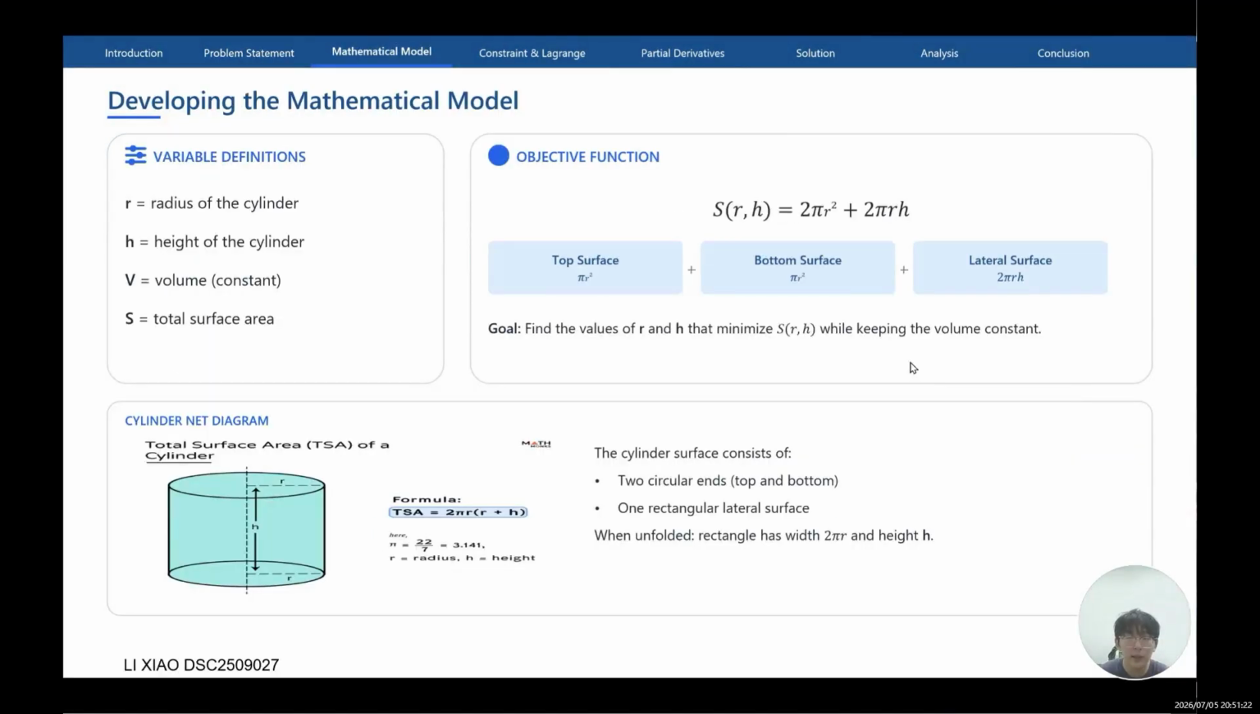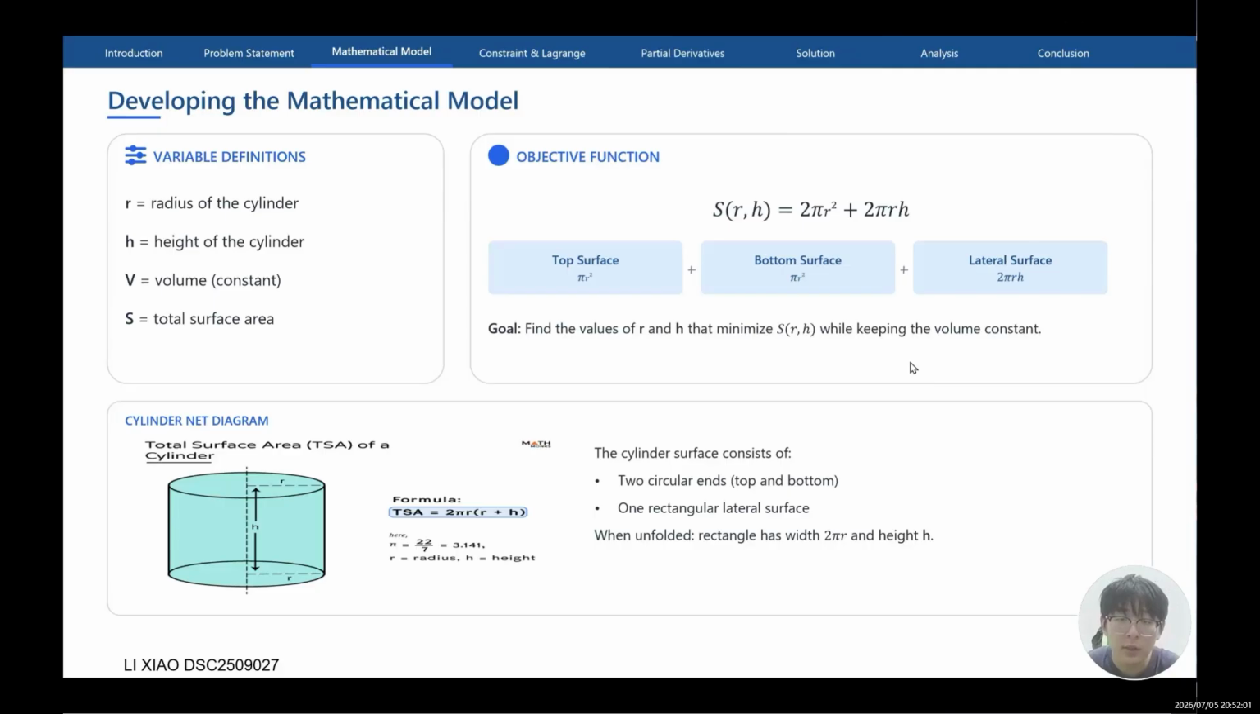Hello everyone. Let's move on to developing the mathematical model to accurately describe our problem. We first define our variables. R is the radius of the cylinder, H is the height of the cylinder, V is the constant volume, and S is the total surface area. Our goal is clear: find the values of R and H that minimize the objective function S while keeping the volume constant. Please look at the cylinder diagram.